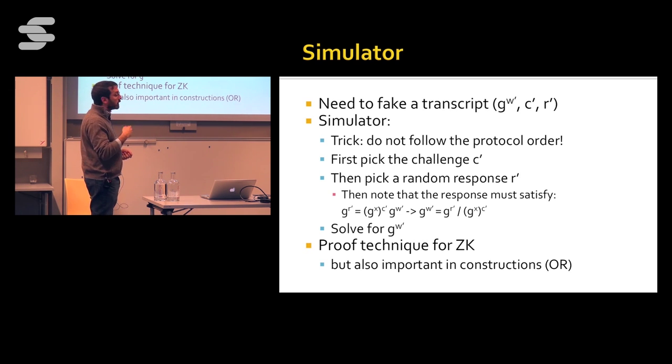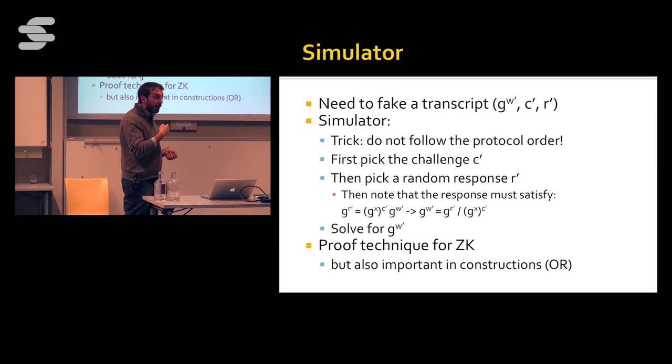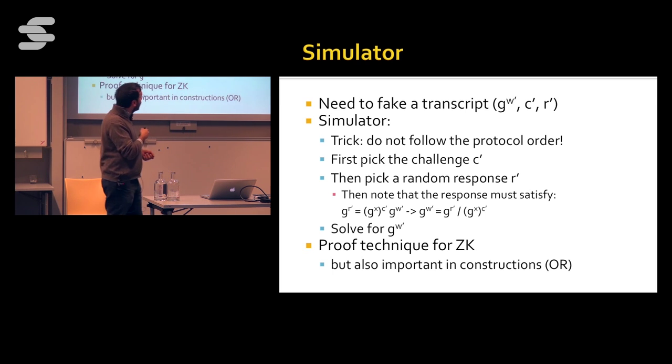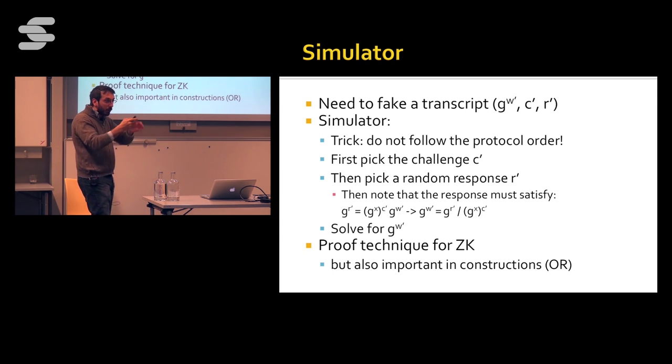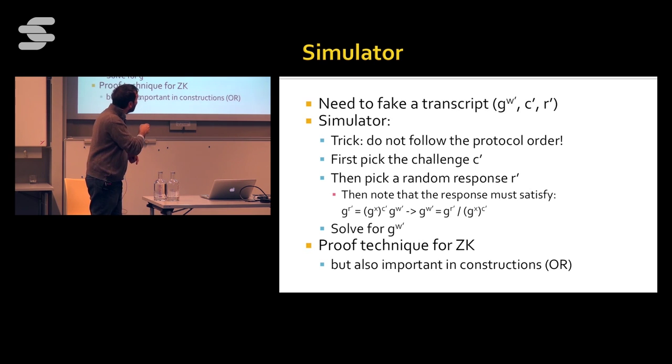No, you first, as a verifier, expect the witness and then you send the challenge and then you expect the response. So the reason why Victor is convinced that this is not a fake transcript is not because of the transcript at the end. It is because he knows that first he received the G to the W prime, and then he sent the challenge.